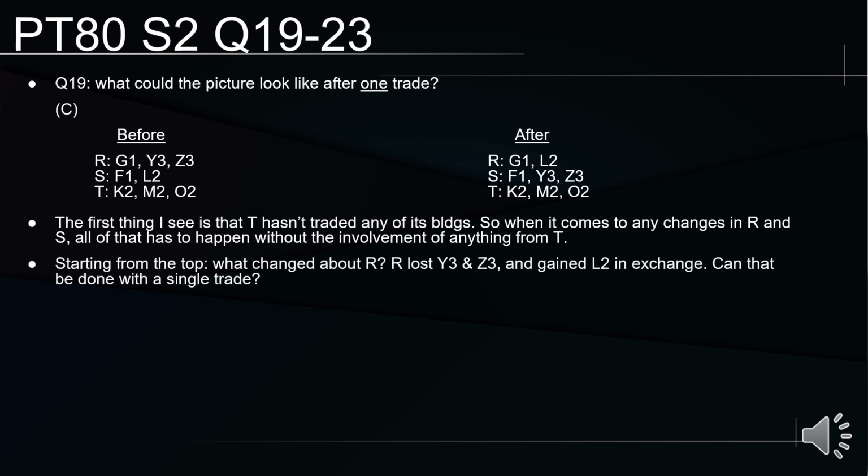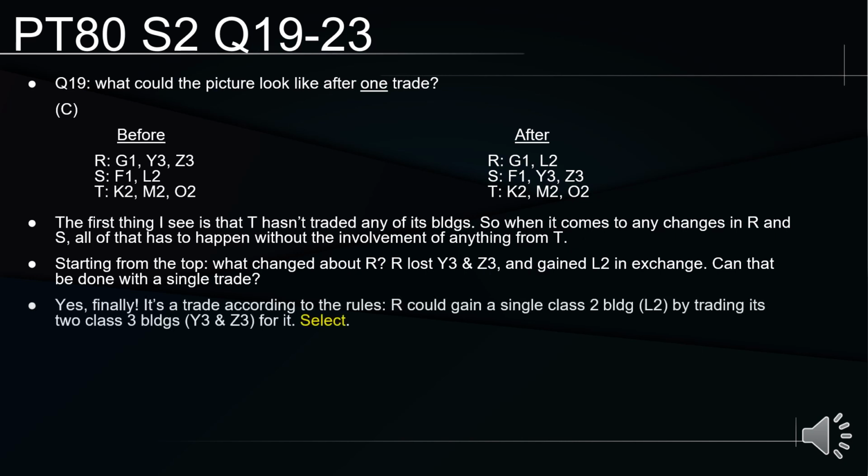So starting from the top, what changed about R? It looks like R lost Y and Z and gained L in exchange. Can that be done in a single trade? And yes, finally, this is the first time we've been able to say yes to that question. It is a trade according to one of the rules. It's one of the allowed trades. R could gain a single Class 2 building, L, by trading its 2 Class 3 buildings, Y and Z, for it. So yeah, this definitely works.